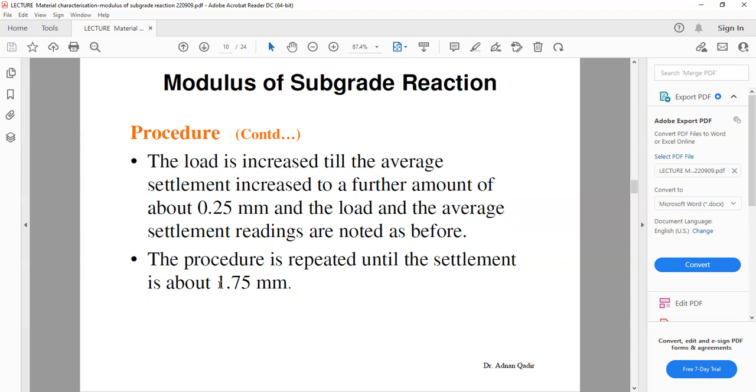So this test takes about 70 minutes after the test setup is complete. Again, this test is similar to the CBR test, in terms of the time and the increments at which the load is taken, and there is an end point. For CBR, we stop at 0.5 inch penetration.